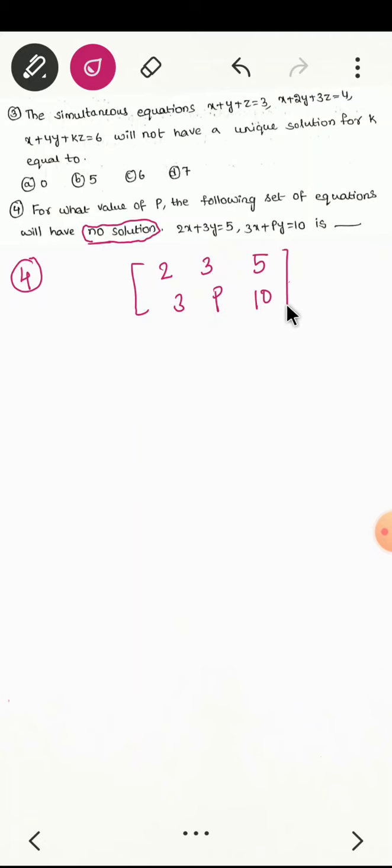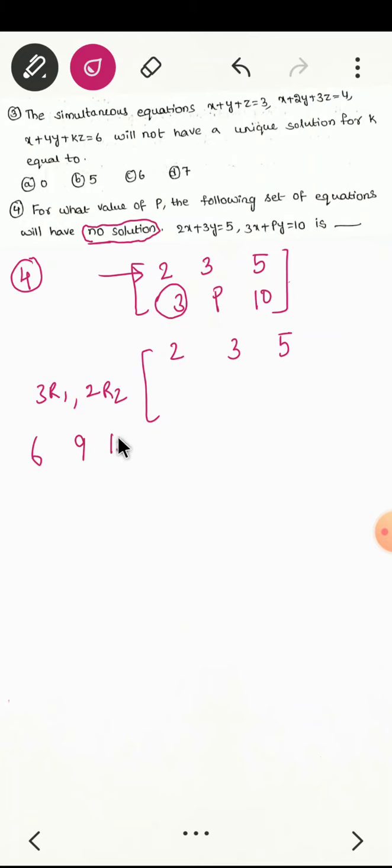I have formulated the matrix. Now by using this I have to make this thing 0. So come on, make that 0. 2, 3, 5. What operation do I have to perform? 3 into R1 comma 2 into R2. Whether we will be doing plus or minus, we will see later. So 3, 6, 3, 3 3s are 9, 3 5s are 15. Now 2, 2 3s are 6, 2p and 2 10s are 20.